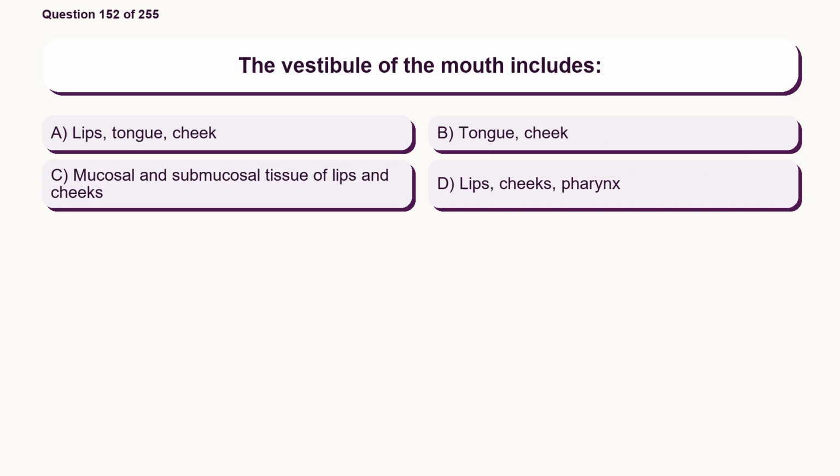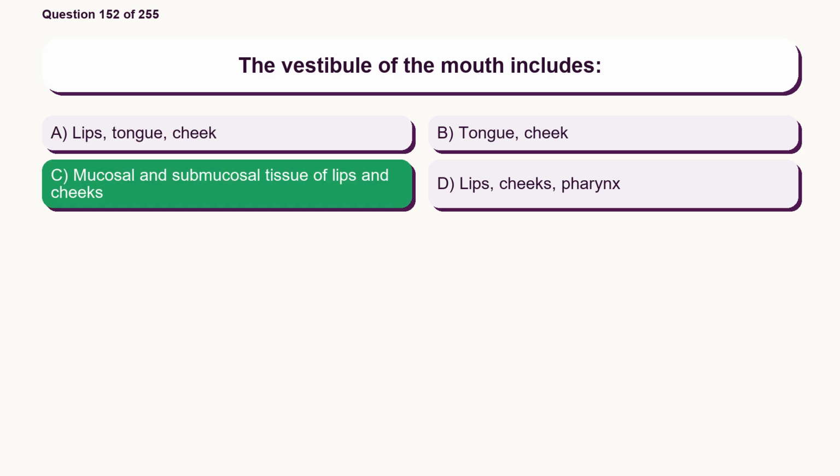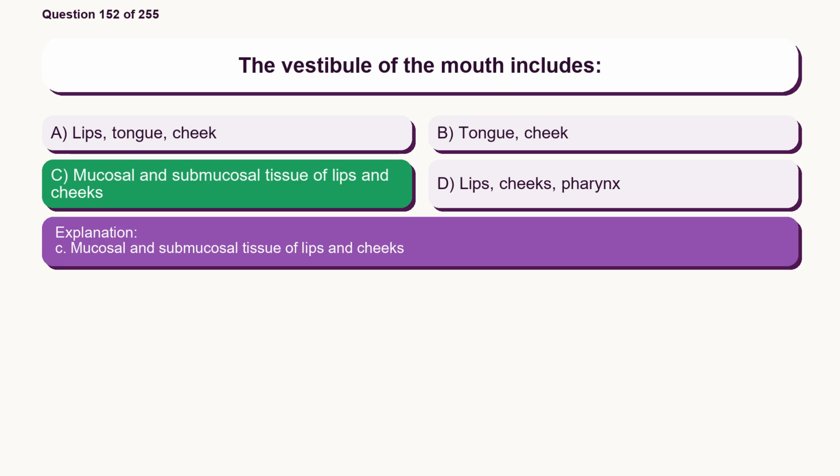Question 152. The vestibule of the mouth includes Option A. Lips, tongue, cheek. Option B. Tongue, cheek. Option C. Mucosal and submucosal tissue of lips and cheeks. Option D. Lips, cheeks, pharynx. The correct answer is option C. Mucosal and submucosal tissue of lips and cheeks. C. Mucosal and submucosal tissue of lips and cheeks.